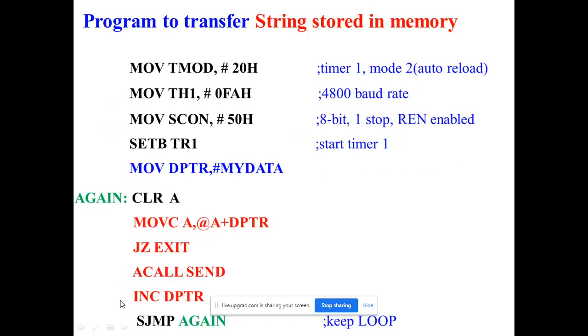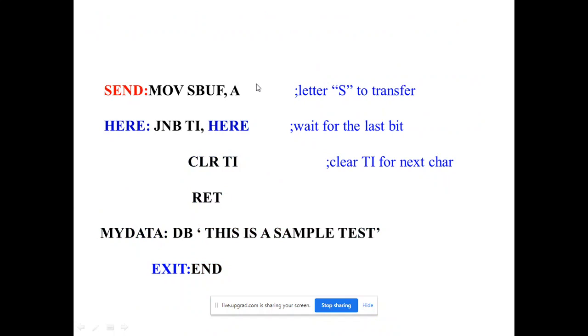Again I am coming back to the main program, increment DPTR. Now the first character is out, now increment DPTR. Now DPTR is showing the second character. Then again clear the accumulator, again 0 plus DPTR means the second location, take the data from the second location into the accumulator. Then is it the last character? No. Then call send, again it will come here, the second character is H from this string, and that's why it goes into the SBUF. Then again check whether H is fully out or not.